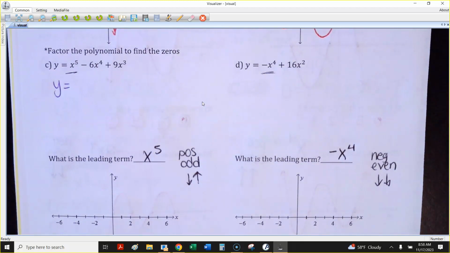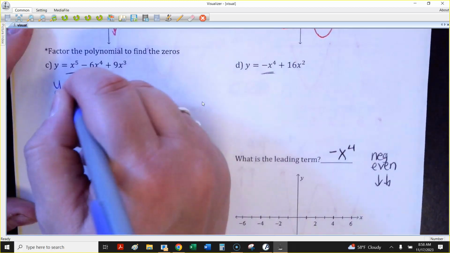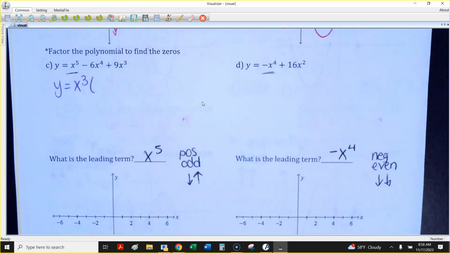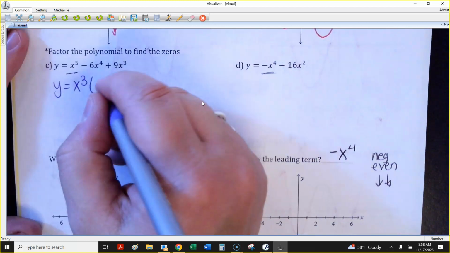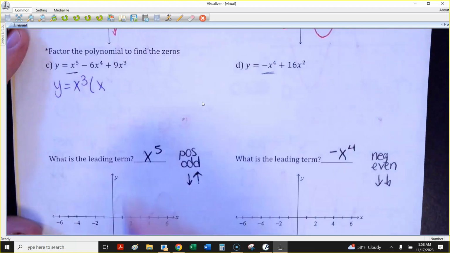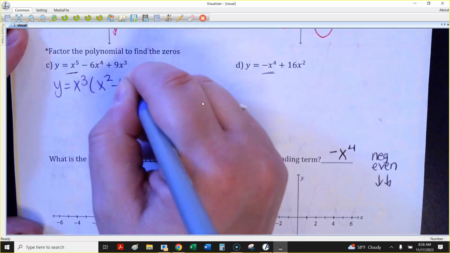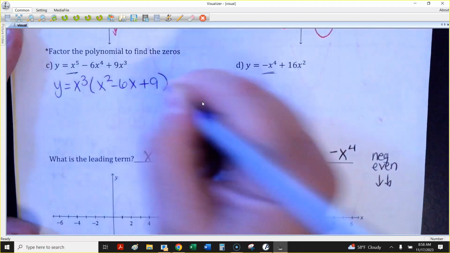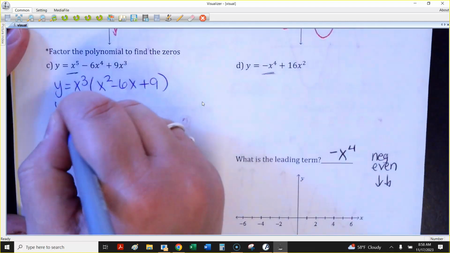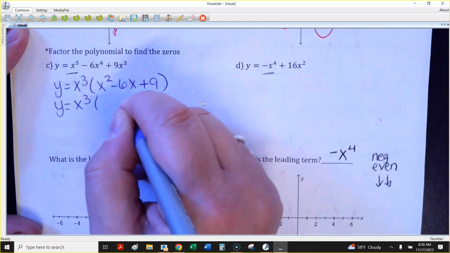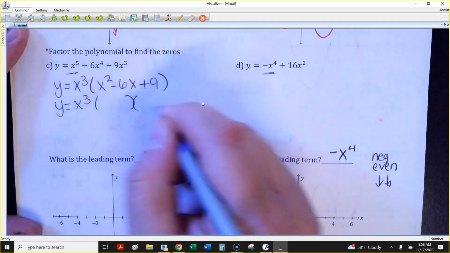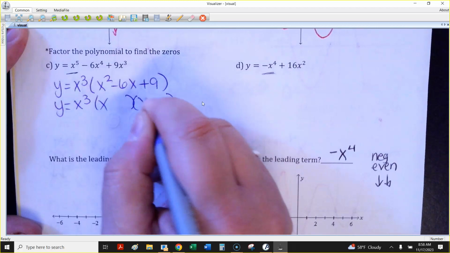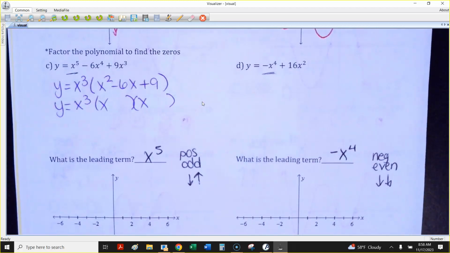X to the 3rd, right? Everybody has at least x to the 3rd. So I'm just going to pull that out in front. Now, left over, we're going to take 3 x's out of each one. So we'd have x squared minus 6x plus 9. And then what you're going to have in the parentheses, we can factor that a little bit more. Can you all think of two numbers I'd multiply together to get 9, add together to get -6?